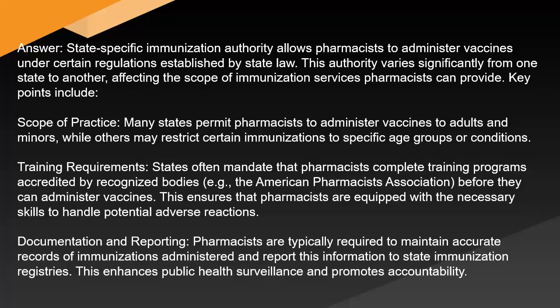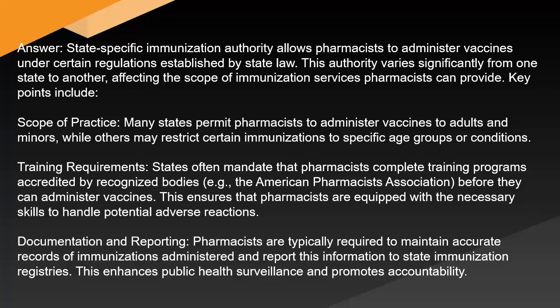Key points include scope of practice. Many states permit pharmacists to administer vaccines to adults and minors, while others may restrict certain immunizations to specific age groups or conditions. Training requirements. States often mandate that pharmacists complete training programs accredited by recognized bodies, e.g., the American Pharmacists Association, before they can administer vaccines. This ensures that pharmacists are equipped with the necessary skills to handle potential adverse reactions.